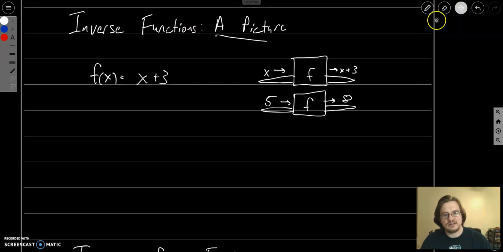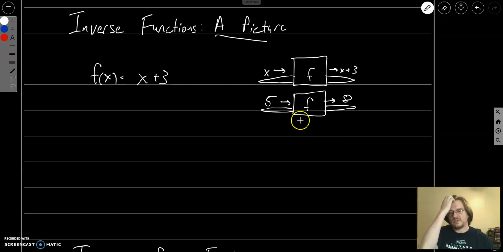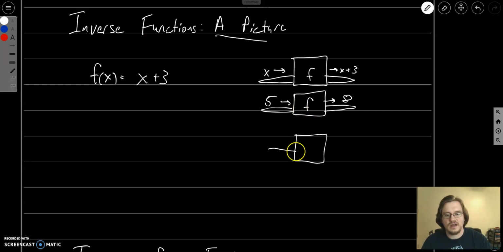Now, a natural thing to do here would be to reverse this function. Would be to make a new function that whatever you get out, if you put it back in, you get the input. So it's just pushing this 8 back through a new function. We'll call this new function g. And what I want this new function to do is when I plug in an 8, when it comes out the other side, I want to get this 5. So essentially I've reversed this machine here.